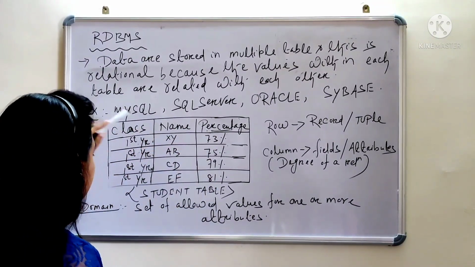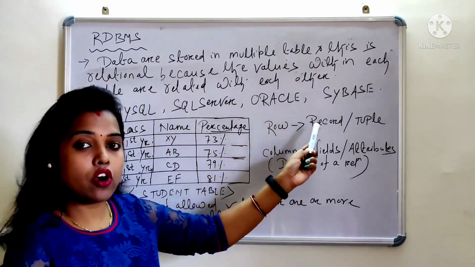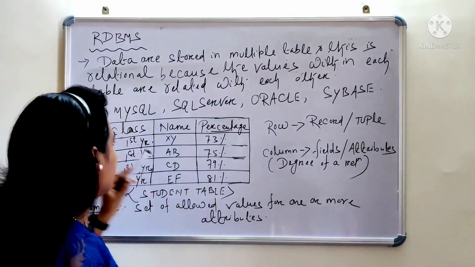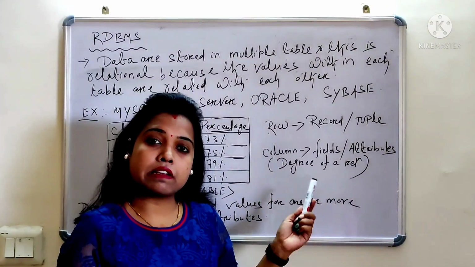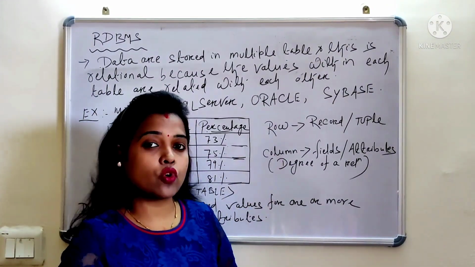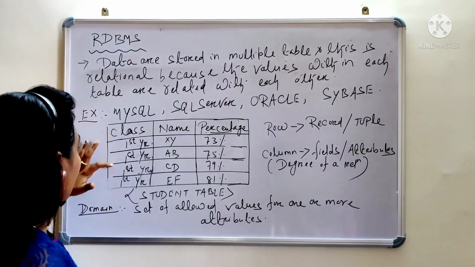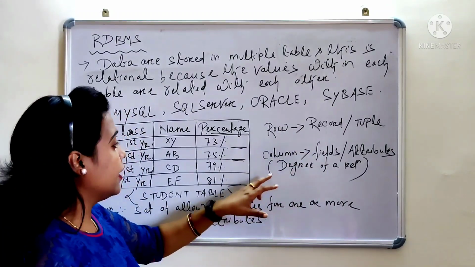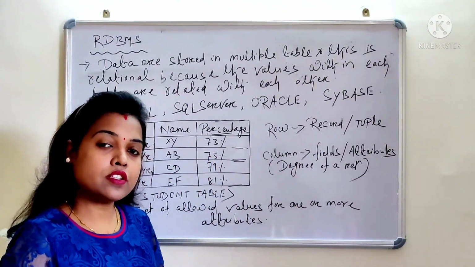So the table is the combination of rows and columns, and a row is known as a record or tuple, and a column is known as a field or attribute. These are the rows and these are the columns, and the number of columns is known as the degree of a relation, and the number of rows is known as the cardinality of a relation. Here I have 4 rows, so our cardinality of relation is 4, and the degree of relation is 3 columns, so the degree of relation is 3.